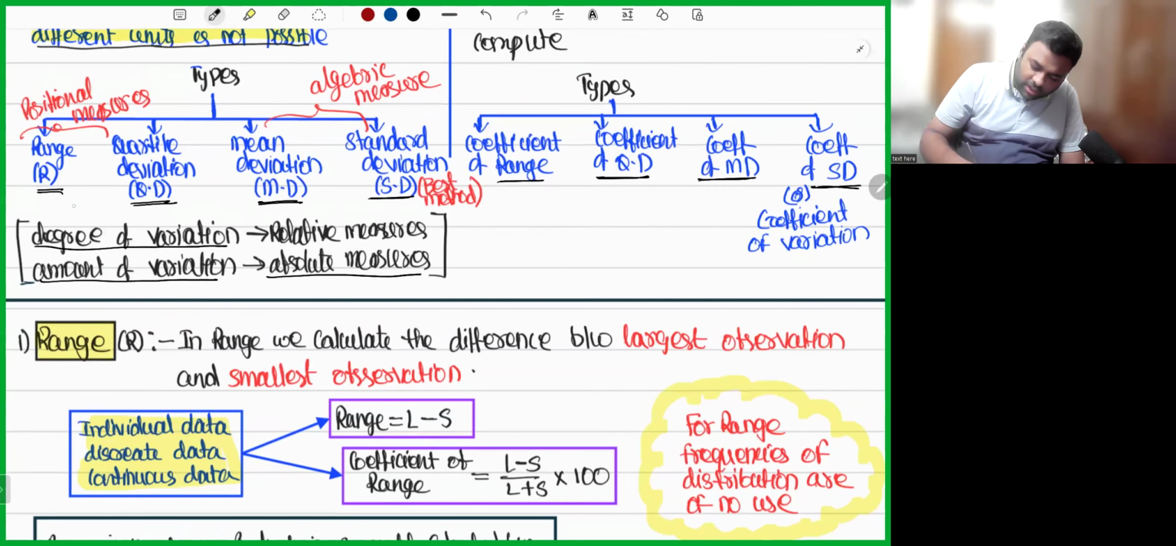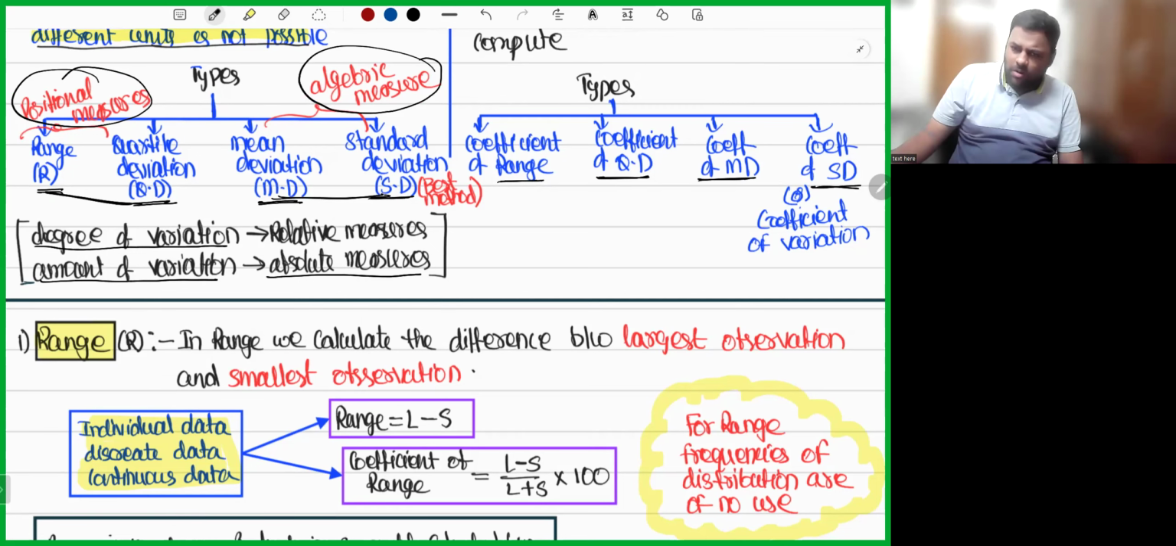Now, range and quartile deviation are positional measures. Mean deviation and standard deviation are algebraic measures. You already know what positional and algebraic measures are. Algebraic measure means all the observations are taken into consideration. Positional measure means only a few observations are taken into consideration.